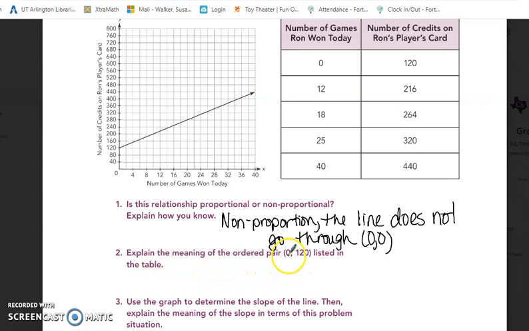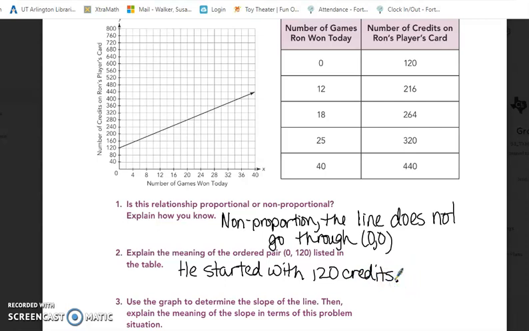Explain the meaning of the ordered pair 0, 120. He started with 120 credits. Remember, he was saving. So I'll just say credits, period. Because he was saving, I could add that on.